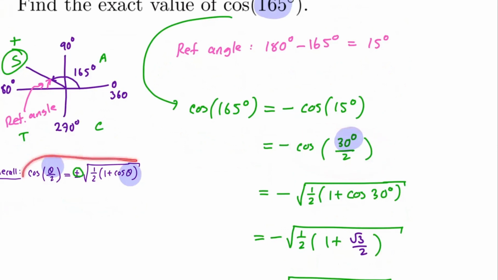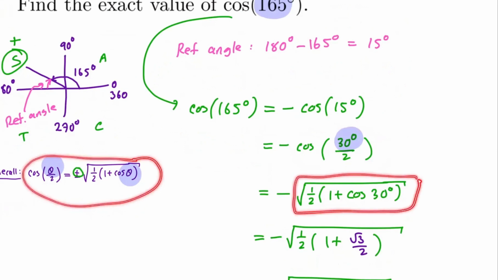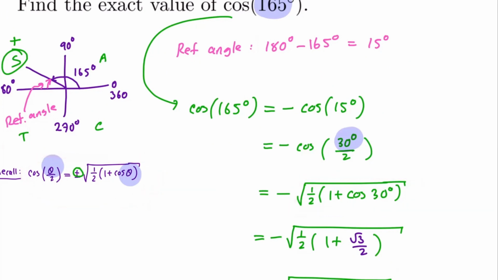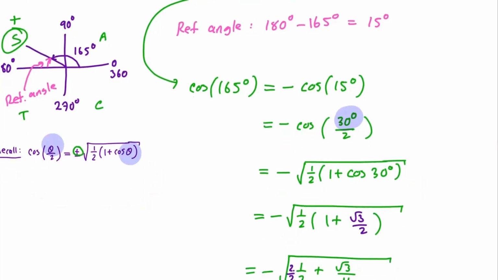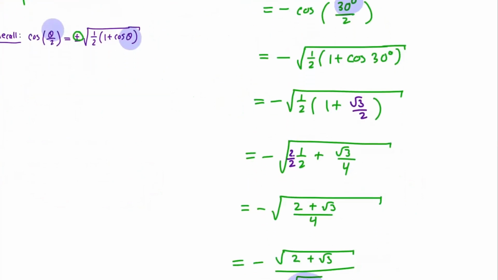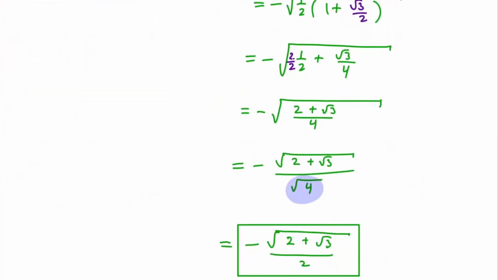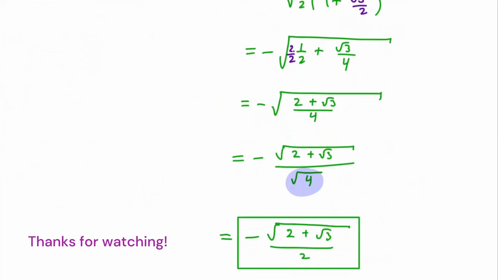Then here, using the half angle formula, we chose this square root because our angle, 15 degrees, is in the first quadrant, so we picked the positive square root of that version. This negative, of course, came from before, so it didn't come from the half angle formula. And then here, just a little bit of algebraic simplification. We got to an answer of negative square root of 2 plus square root of 3 over 2. All right, I hope this makes sense.